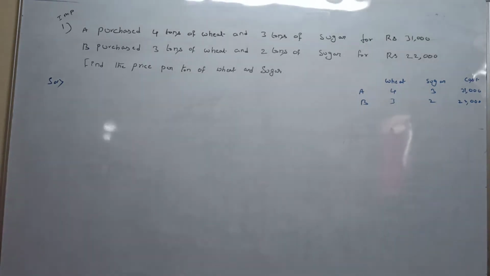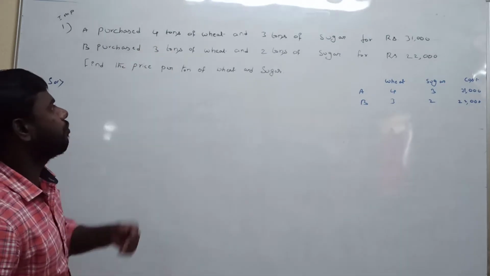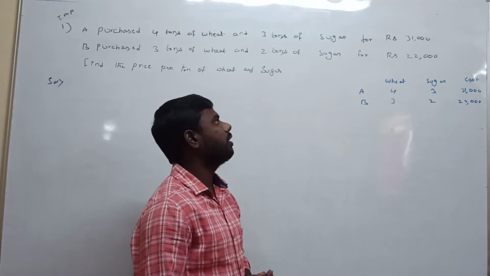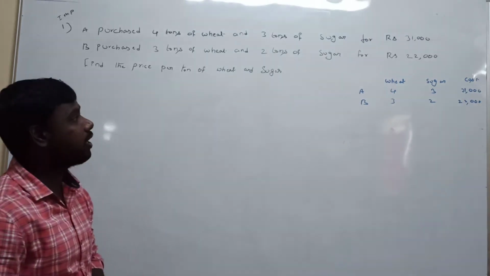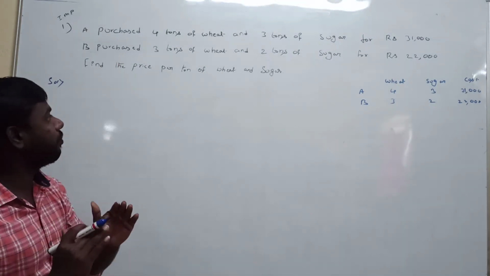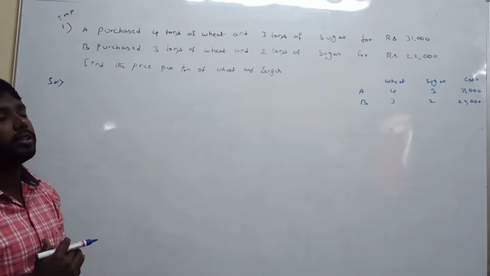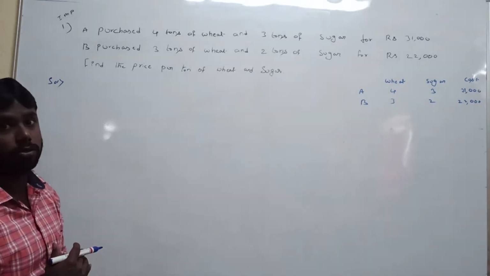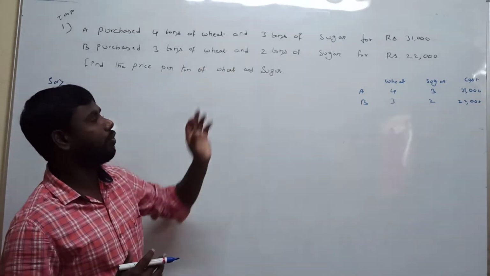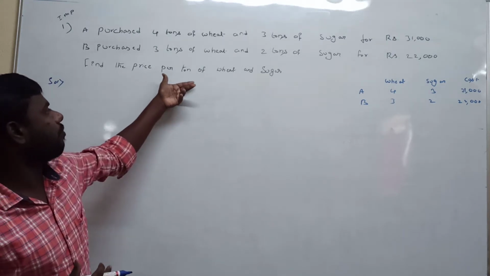First of all, read the question. What is given? A purchased 4 tons of wheat and 3 tons of sugar, and the total amount given is 31,000. You don't know the cost of 1 ton of wheat, and you don't know the cost of sugar. That's why finally they are asking to find the price per ton of wheat and sugar.